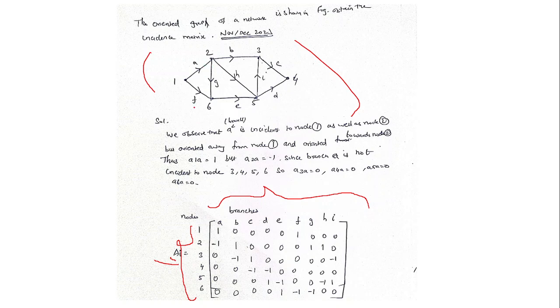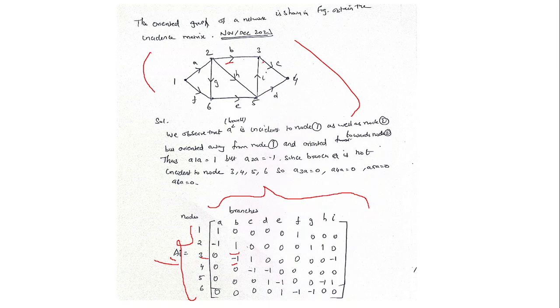Remember that. If you take branch B, it is going towards 3, so for 3 it will be -1. It is going away from 2, oriented away, so for 2 it is +1. If it is oriented away, it will be +1, and if oriented towards, -1. Similarly we can write for all.